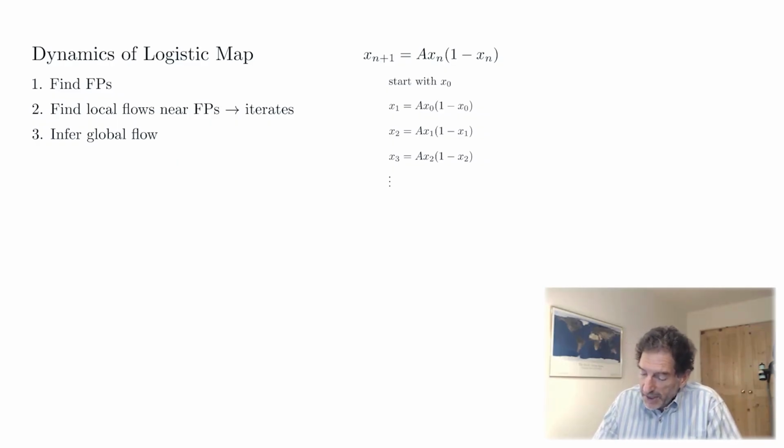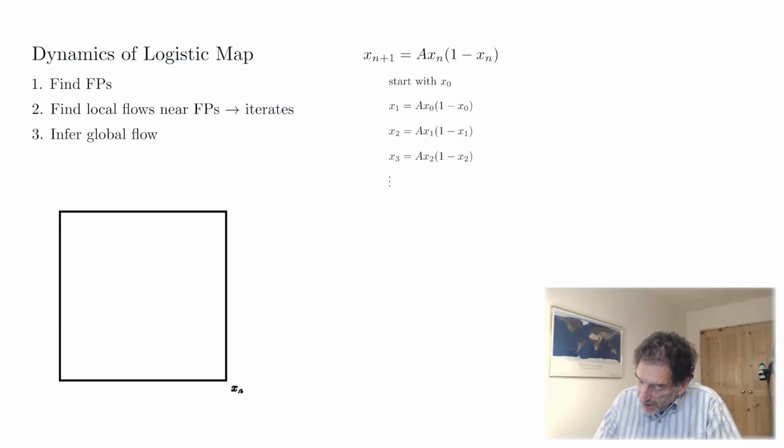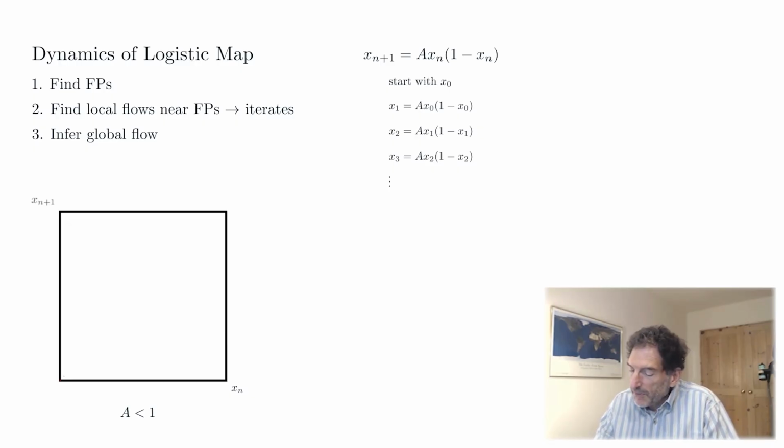So let's plot x_{n+1} as a function of x_n. And let's first consider the case where a, the control parameter, is less than 1. So the map x_{n+1} = a x_n (1 - x_n) is an upside down parabola whose slope at the origin is less than 1. So our function might look something like that.